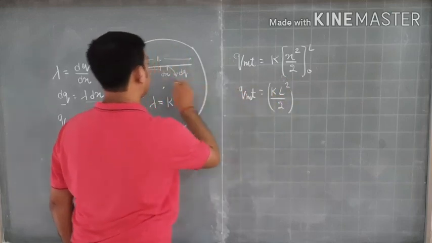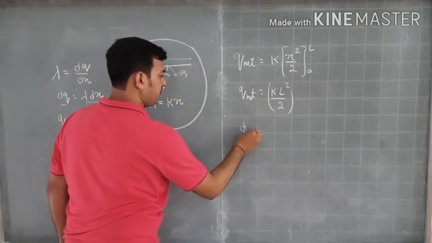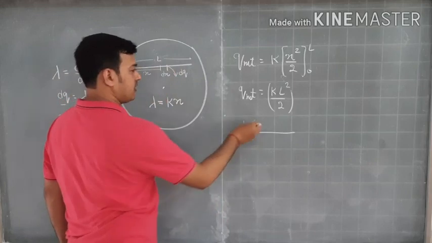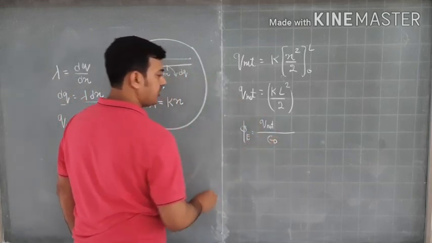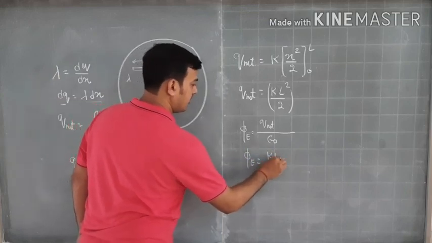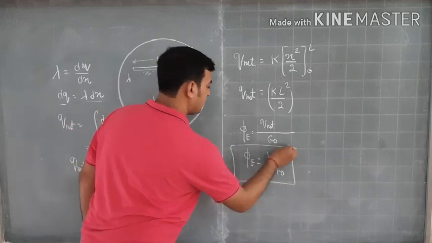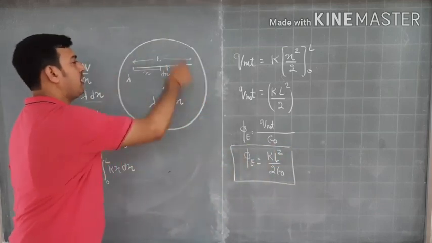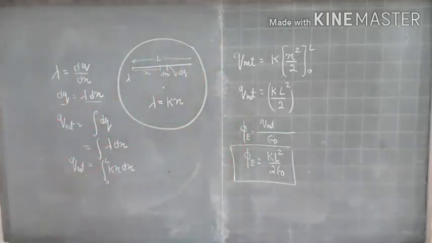So this is the net charge inside this shell, and now it's very simple that flux is the net charge inside the shell divided by epsilon naught. If you put the value, you will get kL square by 2 epsilon naught, and this is the flux that will pass out through this spherical shell.